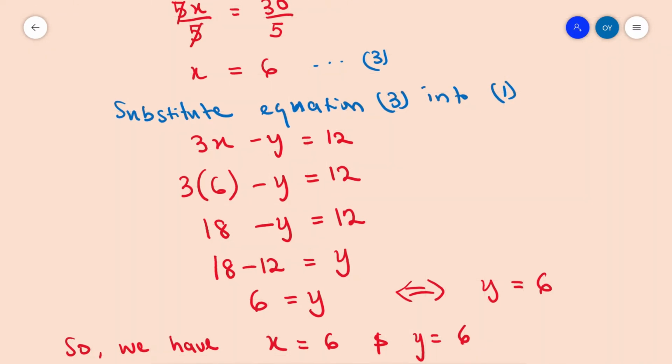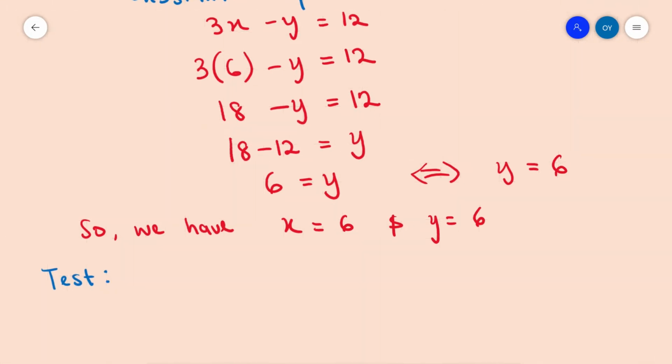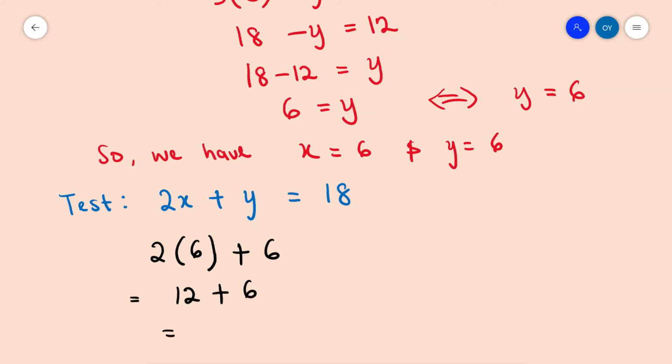We can test to see if the values of x and y are correct. So we test with either equation 1 or 2. So we test with equation 2, we have 2x plus y equal 18. So we substitute the values of x and y, which is 2 bracket 6 plus 6. Let's see if this gives us 18. So we have 12 plus 6, and that is 18.